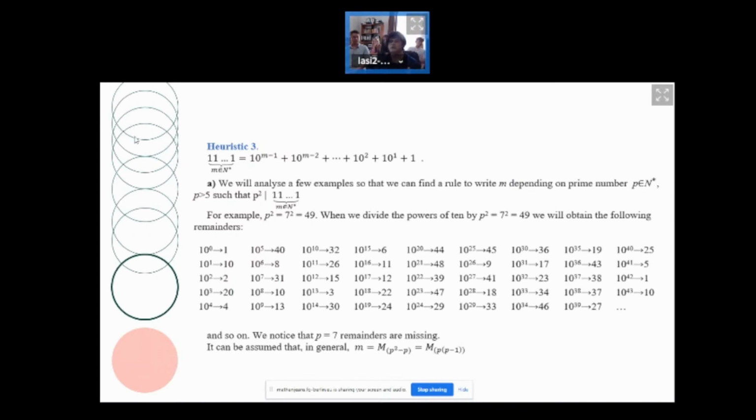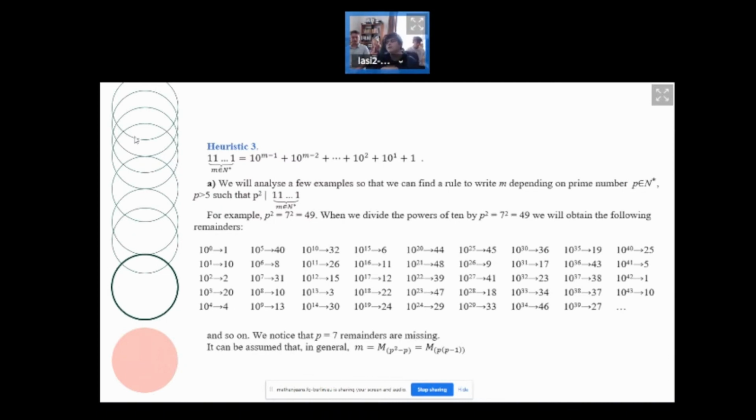With our program, we tried to find the remainders. And what's curious about this case is that the remainders repeat themselves every 42 times, which can be written as 7 multiplied by 6, or in the general form, p multiplied by p minus 1.